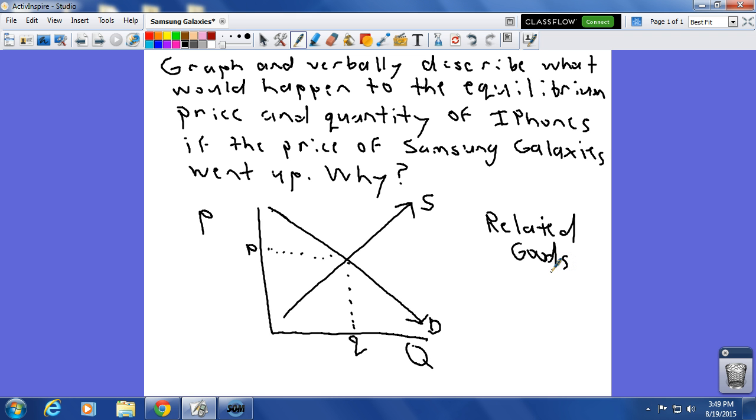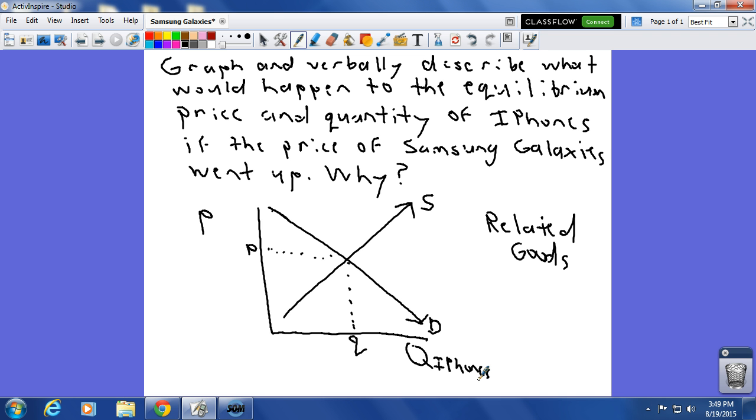is our determinant. We also want to label our market here. Let's see, so we're looking for iPhones. So quantity iPhones. So be sure you label your market.